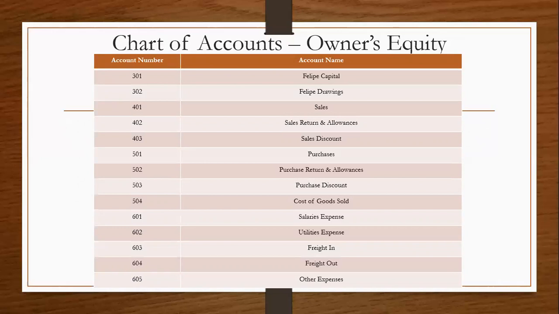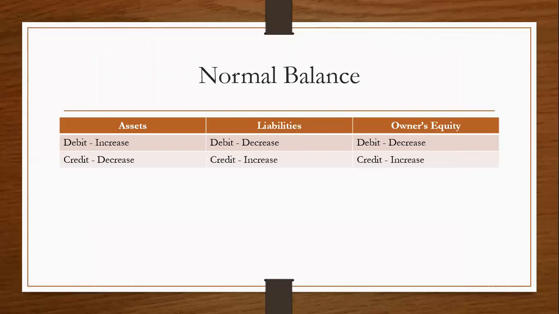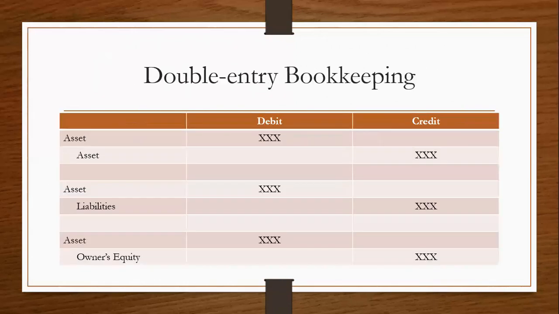All right, so let's go on to the normal balance. The normal balance of assets is debit, while liabilities and owner's equity are credit. So once you debit an asset, there's an increase. And once you credit liabilities and owner's equity, there's an increase as well. Okay, so let's proceed to the illustration.